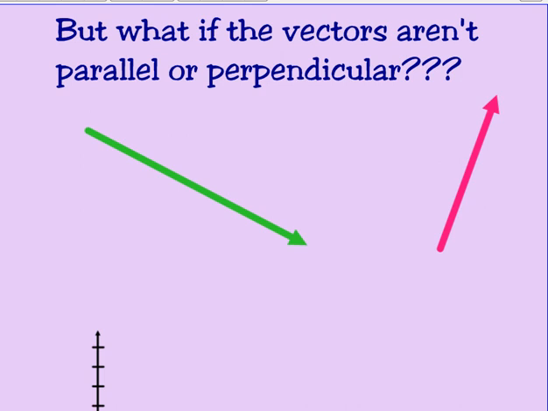Okay, so what happens if we have vectors that aren't parallel or perpendicular to each other, just like these two vectors right here? Well, there's two methods for adding vectors technically. One's called the graphical method, and one is just kind of with numbers. So let's look at the graphical method first.